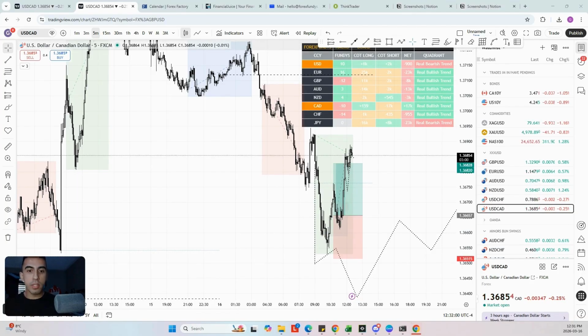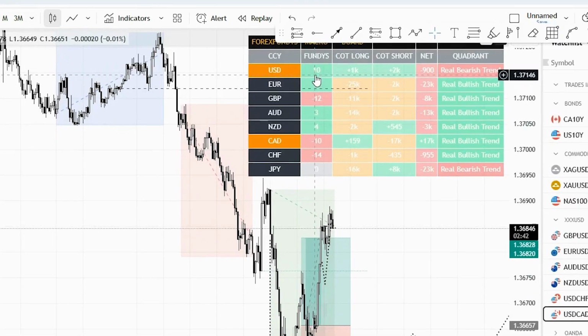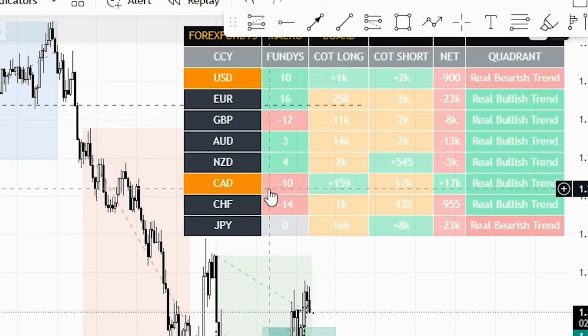So, okay, USD has been showing a lot of strength lately within the war, and most likely they're not looking at cutting rates or anything like that. So that's showing a little bit of strength on the USD side of things, plus the safe haven asset. Fundys wise, USD is showing a 10 score right now. And CAD actually went from a 14 two weeks ago to a -10.